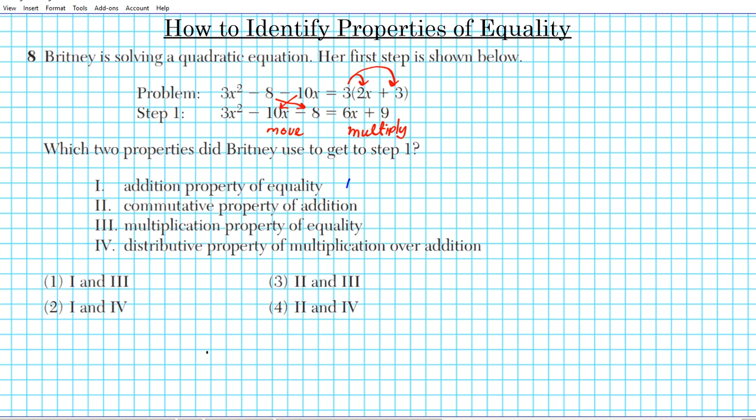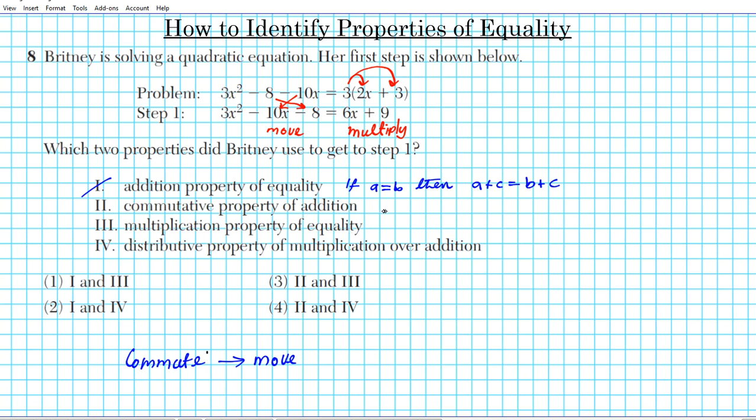Addition property of equality. If A is equal to B, then when you add a number to both sides, the equality is preserved. A plus C is equal to B plus C. Alright, she didn't add anything to both sides of the equation, so it's not the addition property. Commutative, now this is a big word. If you think about the word commute, what does that mean? If your parents are commuting to work, commute means to move, okay? So commutative property of addition just basically means that you can reverse the order of a sum or difference.